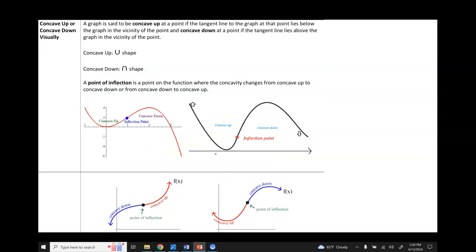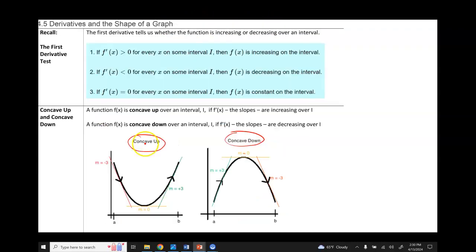A graph is said to be concave up at a point if the tangent line to the graph at that point lies below the graph in the vicinity of the point. All right, so let's break that down. A graph is concave up if the tangent line to the graph at the point lies below the graph. So we said this graph is concave up. I can take any point and notice the tangent line is going to be below the graph. Here, below the graph. Here, the tangent line is below the graph. That's if it's concave up.